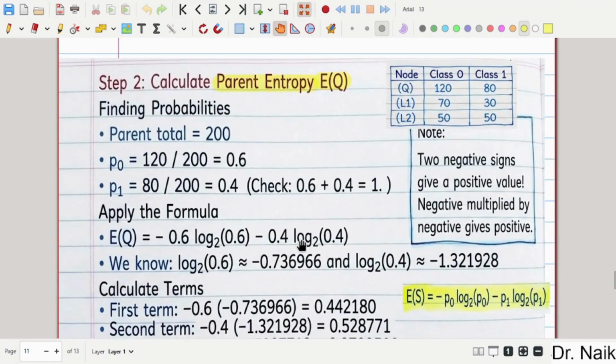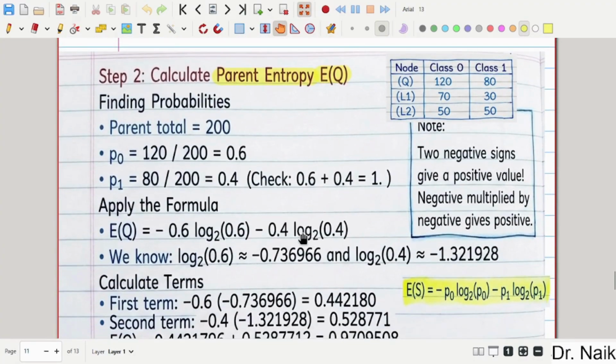Now calculate the parent entropy. The parent entropy is calculated by the formula E of parent node equals minus P0 times log base 2 of P0 minus P1 times log base 2 of P1. We just calculated that the total number of data points in the parent node is 200, that is 120 plus 80.